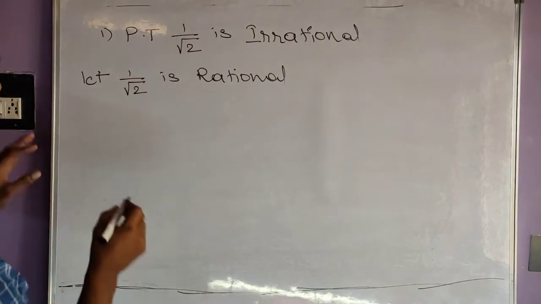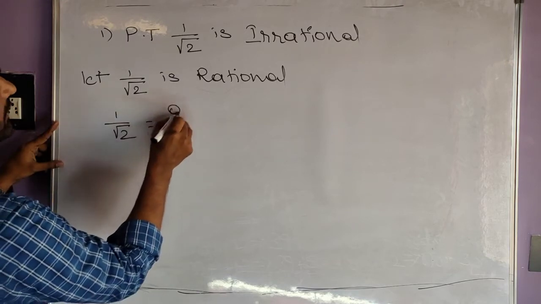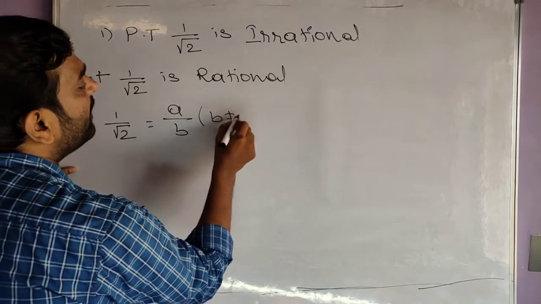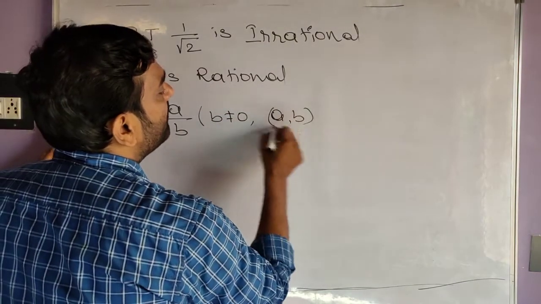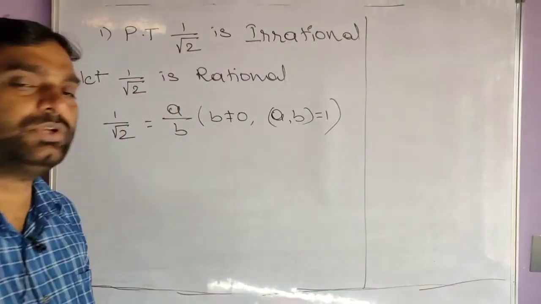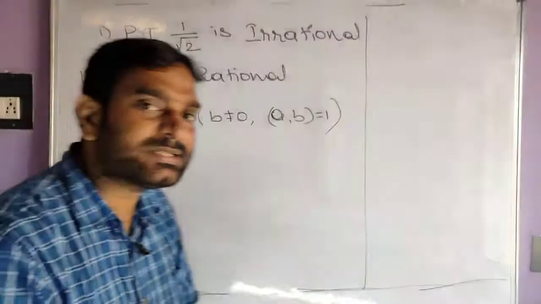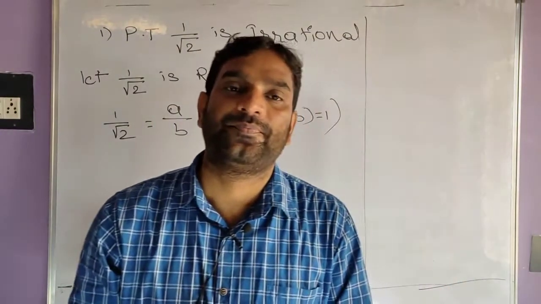Now, what is the rational number form? 1 by root 2 is equal to a by b, a rational number a by b. Here, b is not equal to 0 and a, b are co-primes. Co-primes in the sense of not having any common factors.